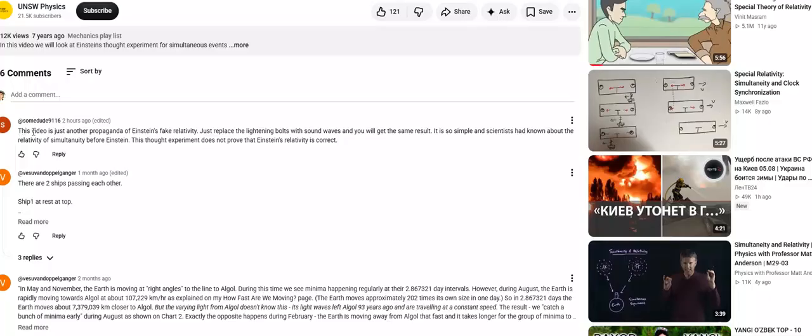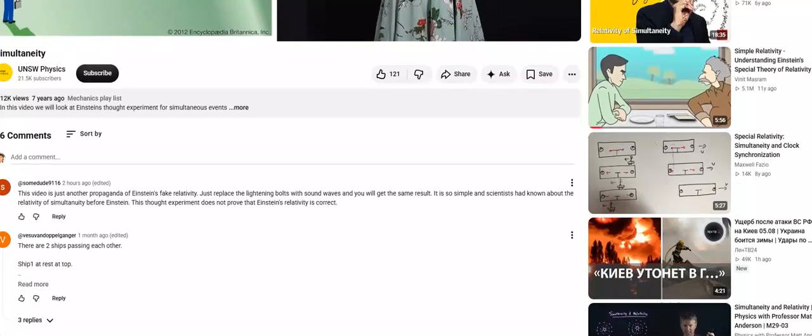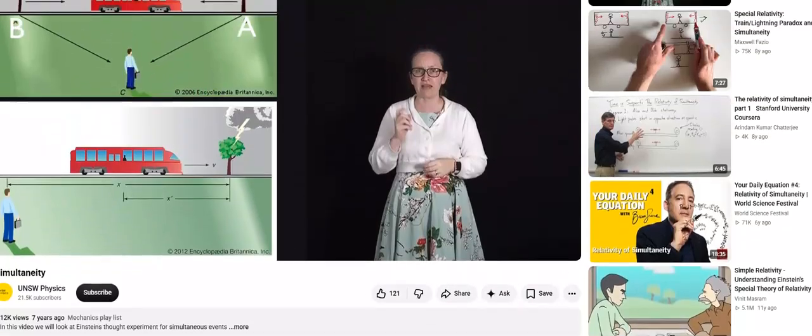Okay guys, now let's take a look at this comment below. "This video is just another propaganda of Einstein's fake relativity. Just replace the lightning bolts with sound waves and you'll get the same result. So simple, and scientists had known about the relativity of simultaneity before Einstein. This thought experiment doesn't prove that Einstein's relativity is correct and great, I would say."